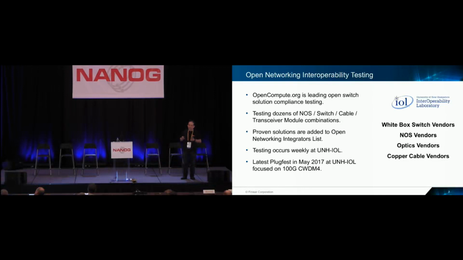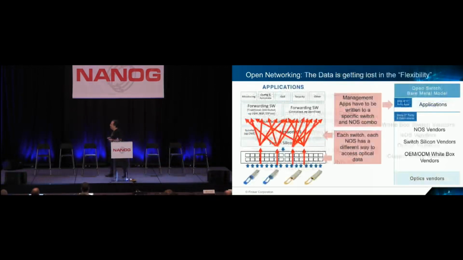That testing is ongoing; it happens weekly. However, there are a couple of plug fests that happen maybe once or twice a year. The last one was in May 2017. The focus there was 100G CWDM interoperability, but there are many different interfaces continuously being added. If you go to their website, you're going to see the list of combinations of switch vendors, NOS, optics, and copper cables, all these different configurations that have been tested. So we, of course, participate in those efforts, and it was actually there that the issue I'm going to talk about was originally identified, about 3 years ago.